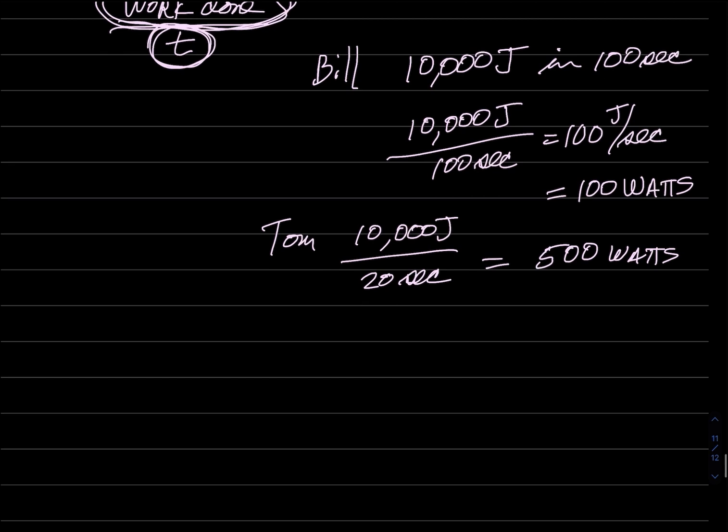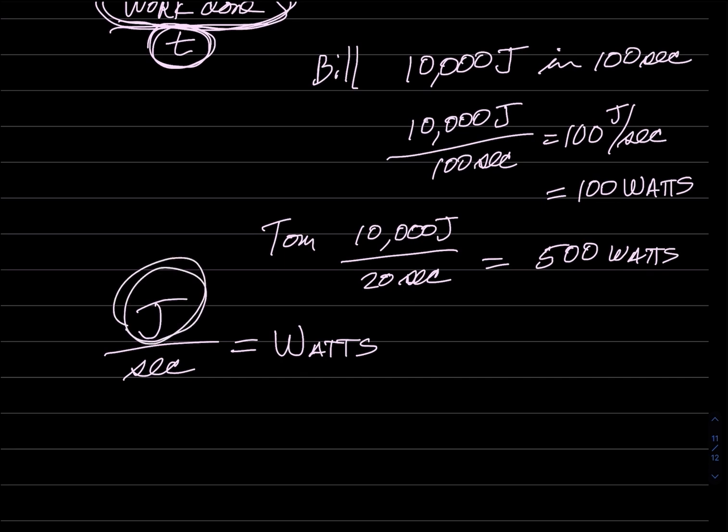So once again, since this is energy put out per unit time, it's joules, which is energy, divided by seconds, which is the units of time, and that's watts, W for watts. If you do a lot of work in very little time, that's when you're putting out a lot of power.